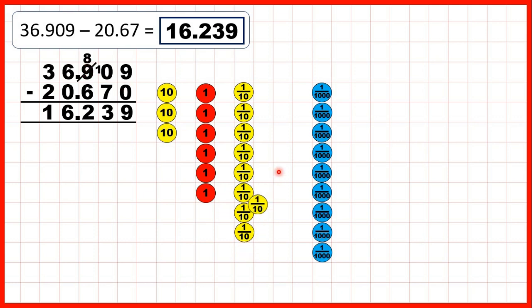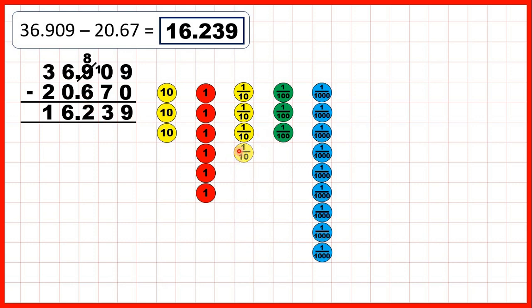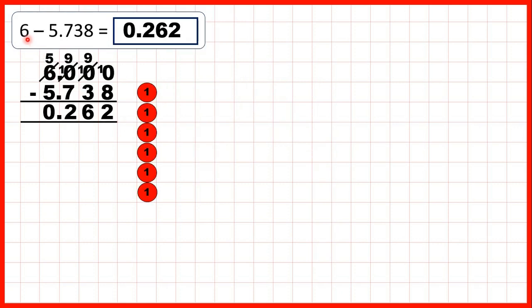So we can take one of our tenths counters, and because that's the same as 10 hundredths, we can now subtract 7 hundredths, 1, 2, 3, 4, 5, 6, 7, and that gives us 3 hundredths in our answer. Then we subtracted 6 tenths to get 2 tenths in our answer. We didn't subtract any ones, but we subtracted 2 tens, and that left us with 16.239.